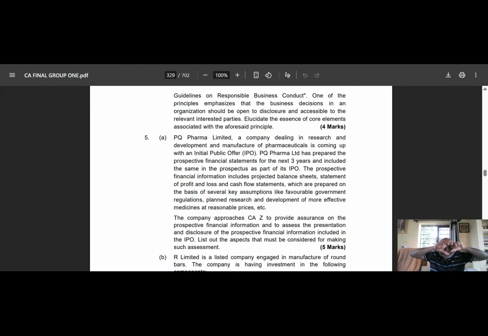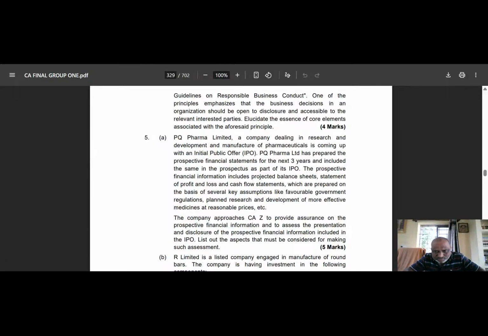If there is any change in the accounting policy of the entity from that disclosed in the most recent historical financial statements, whether the reason for the change and the effect of such a change on the prospective financial information has been adequately disclosed.